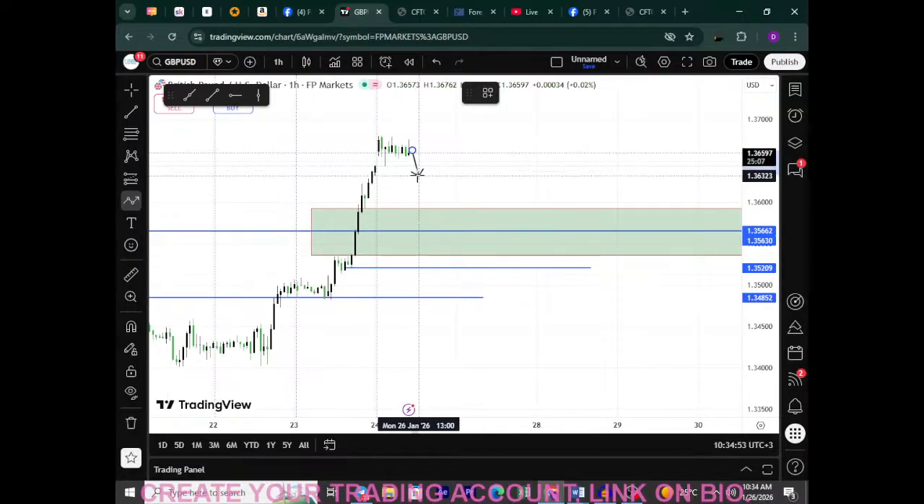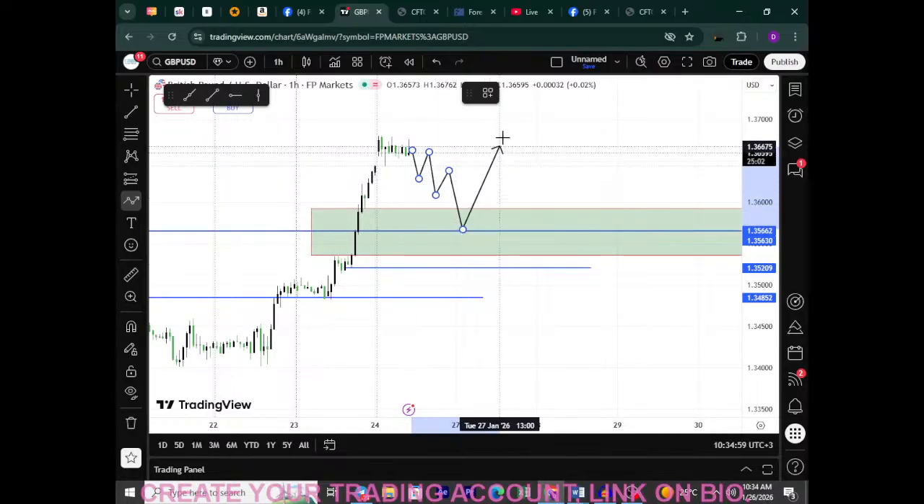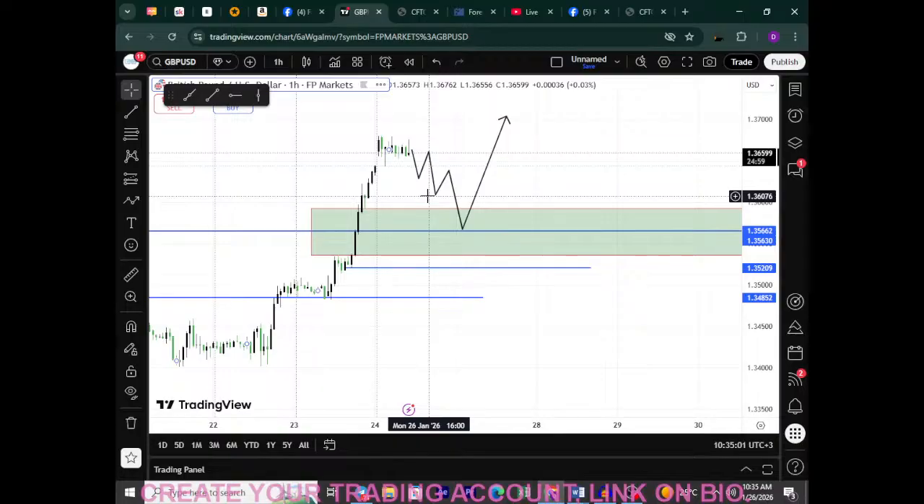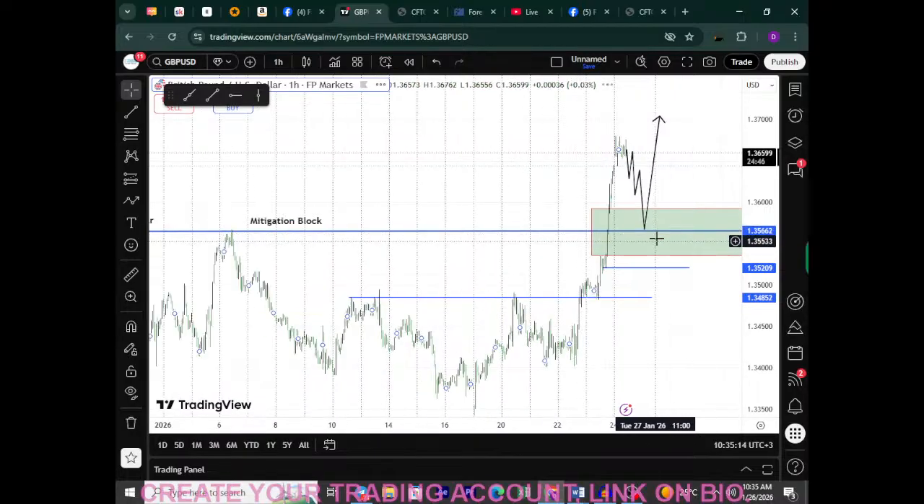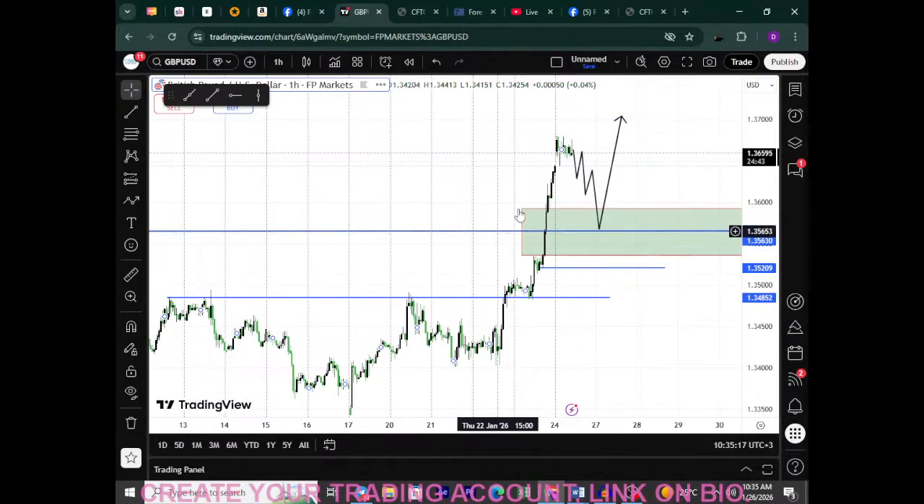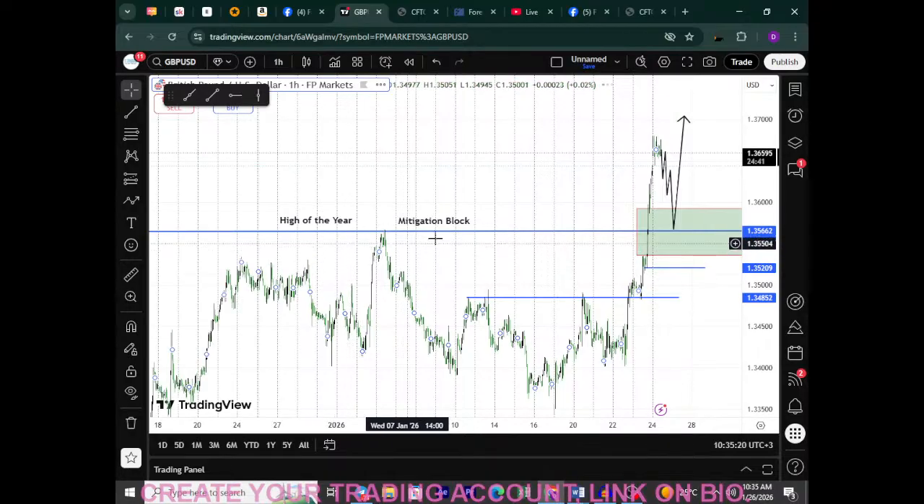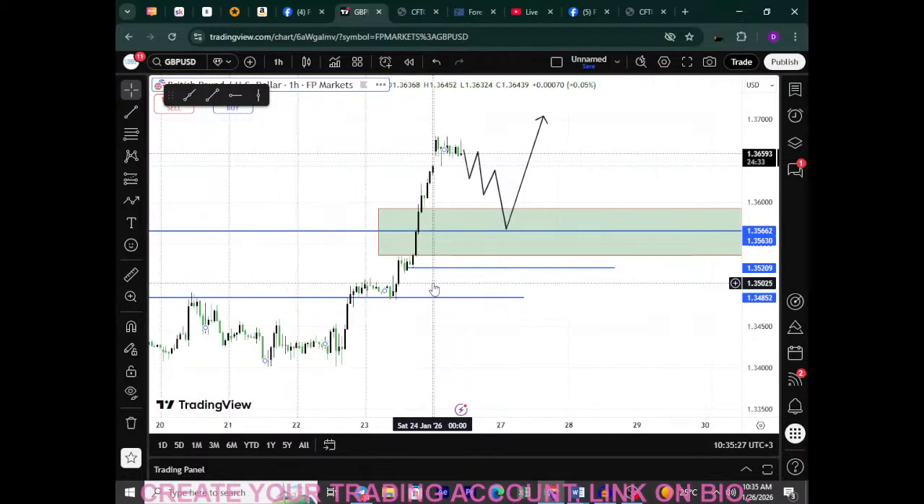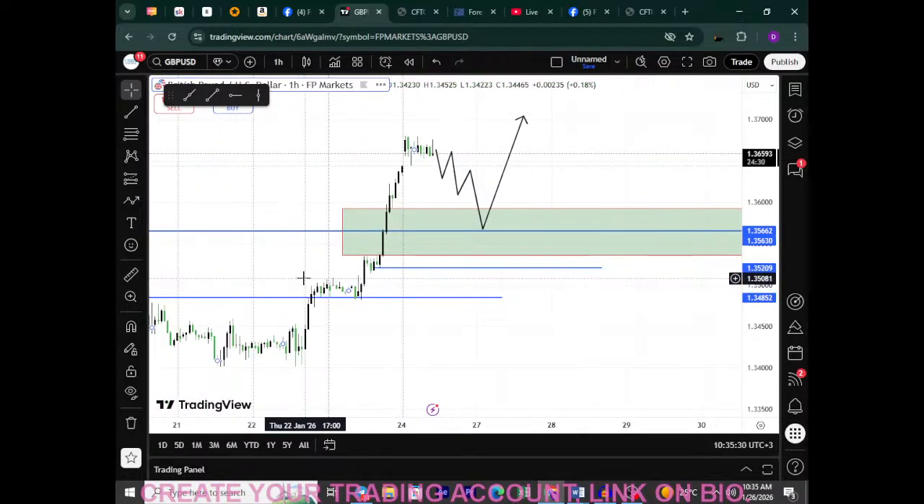Remember, I have told you I want it to go like this, then like this, then like this. So it must create these small intermediate lows to induce buyers to buy early before it comes and makes a low at this level. And this low coincides with this fair value gap, and this fair value gap coincides with this mitigation block, and this mitigation block coincides with this high of the year, which has been broken. So it's going to be a great week, and I hope you are ready for it.